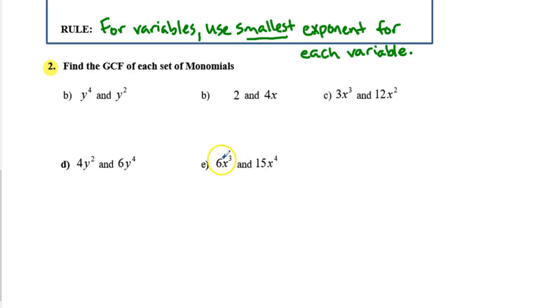Okay, so the way I'm going to approach this, I'm going to think out loud here. My thought process is I'm looking at 6 and 15, the coefficients, first. Thinking, what's the largest factor of 6 that also goes into 15? 6 doesn't go into 15, so I'll go one less. 3. 3 goes into 15, so I'll say it's got to have a 3. And then for the x's, remember, I'm taking the smallest exponent for each variable. It doesn't matter that 3 doesn't go into 4. It's the fact that x cubed goes into x to the fourth. So I want the smallest exponent, x to the third.